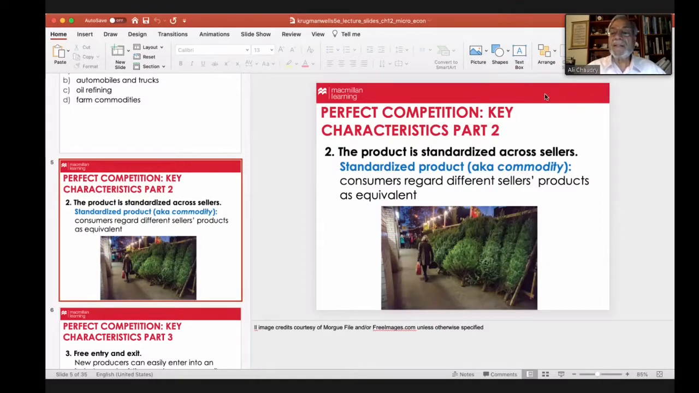So the second characteristic then is the identity, that is the standardization of what's being sold. Okay?